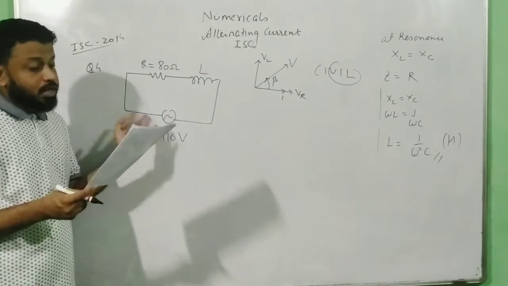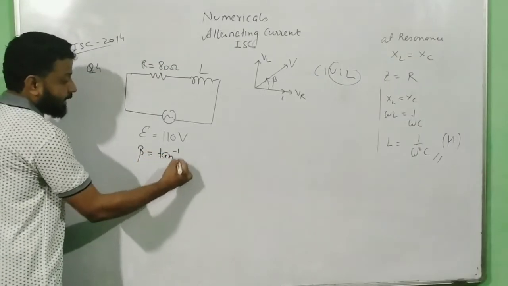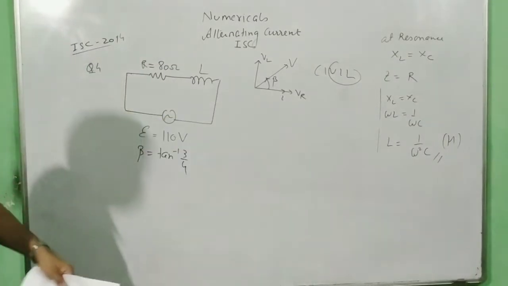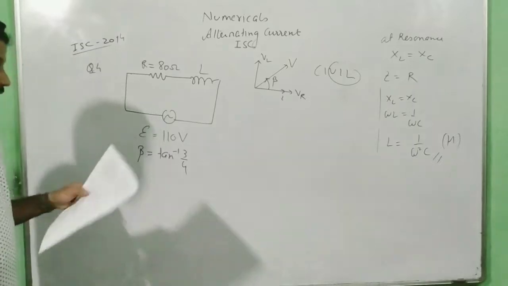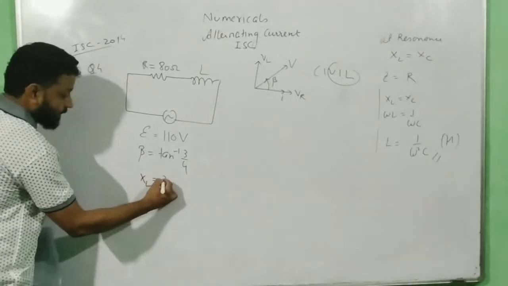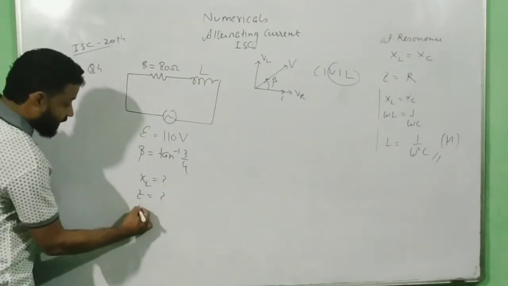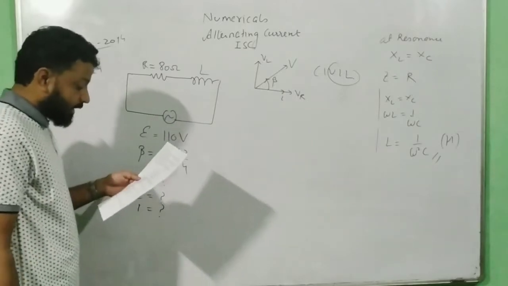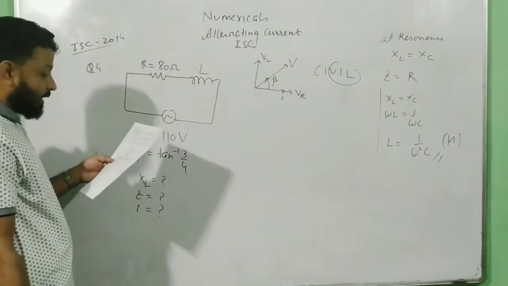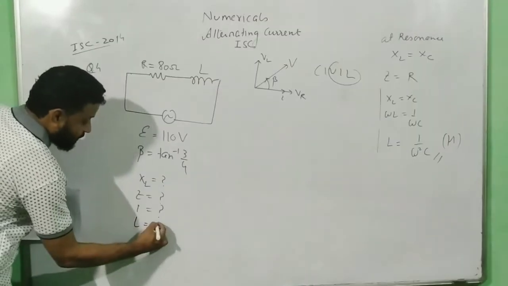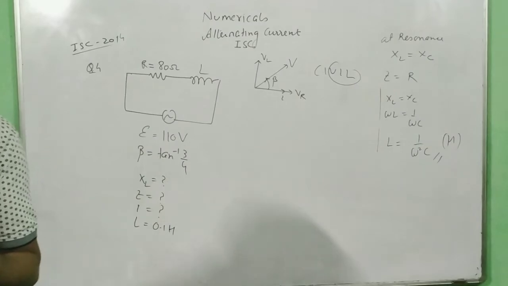The current is found to lag behind the supply voltage by an angle beta, given by tan inverse of 3 by 4. So the current is found to lag behind the applied EMF. Find the inductive reactance. What are the things you have to find? You have to find the inductive reactance, the impedance of the circuit, and the current flowing in the circuit. If the inductor has a coefficient of self-inductance of 0.1 Henry, what is the frequency of the applied EMF?